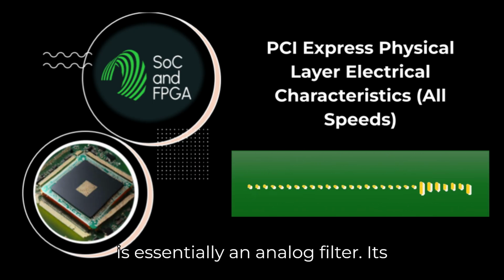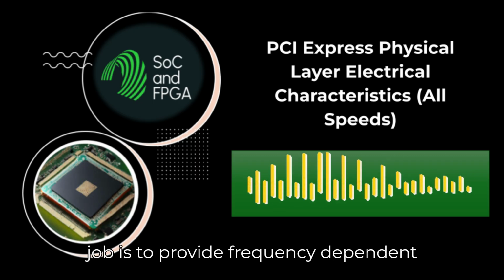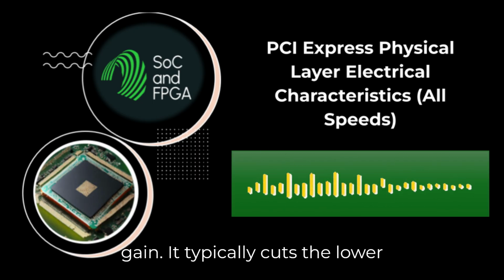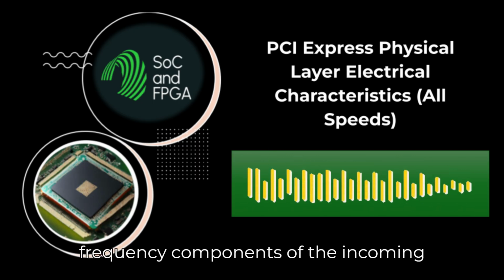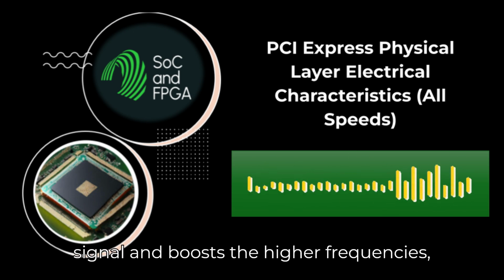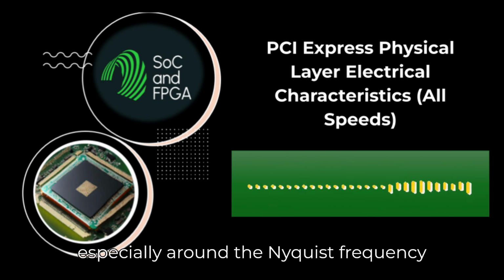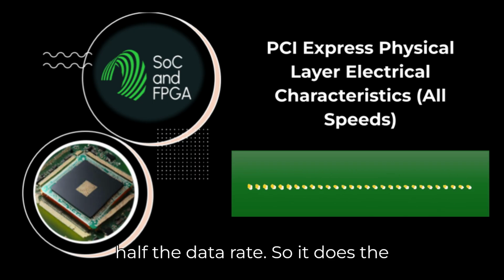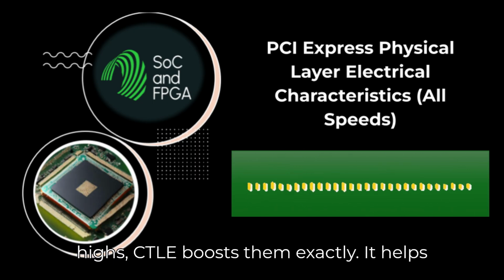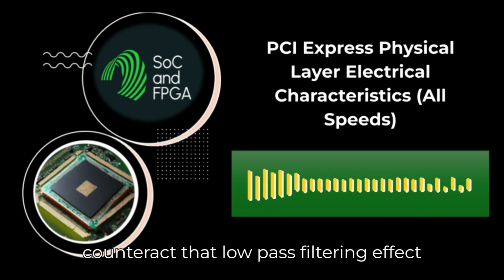CTLE is essentially an analog filter. Its job is to provide frequency-dependent gain. It typically cuts the lower frequency components of the incoming signal and boosts the higher frequencies, especially around the Nyquist frequency, half the data rate. So it does the opposite of the channel. The channel cuts highs, CTLE boosts them. Exactly. It helps counteract that low-pass filtering effect of the channel.